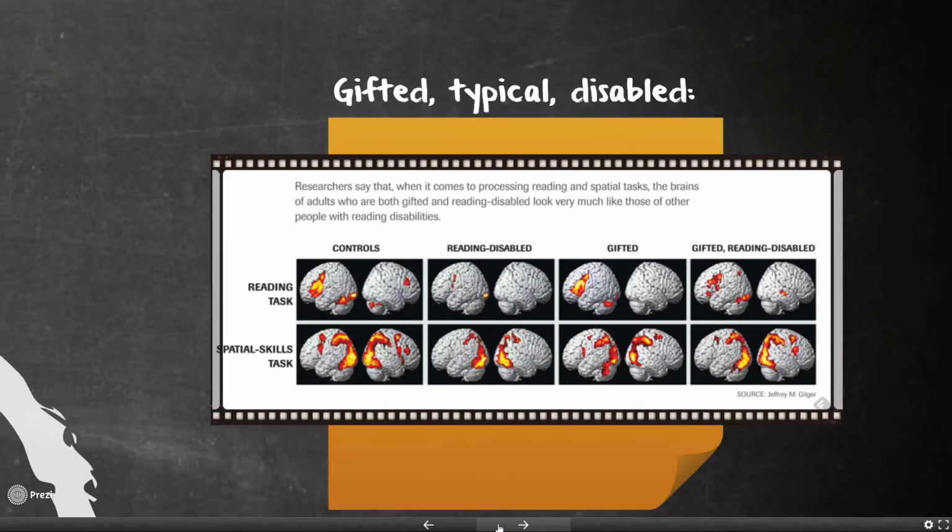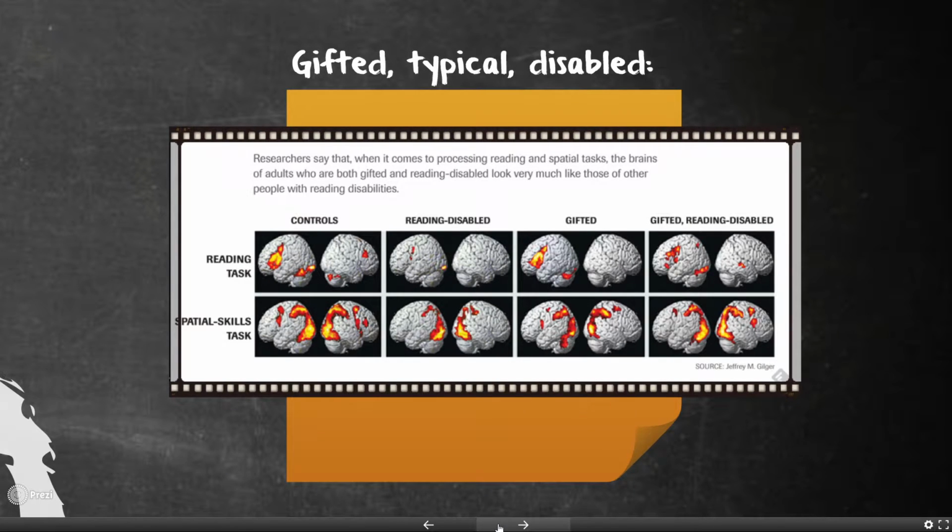In addition, looking at gifted, typical, and disabled brains, or 2E brains, Jeffrey Gilligar did research in processes and what the brain was looking like for all of these different brain types, and what they found was that when it comes to processing reading and spatial tasks, gifted and reading disabled brains look more similar than was necessarily expected.